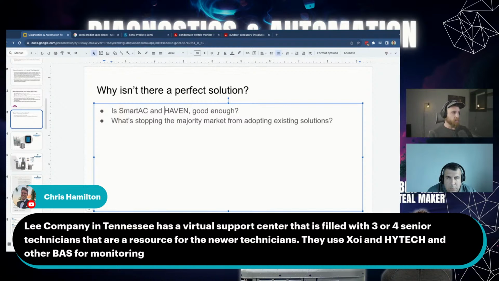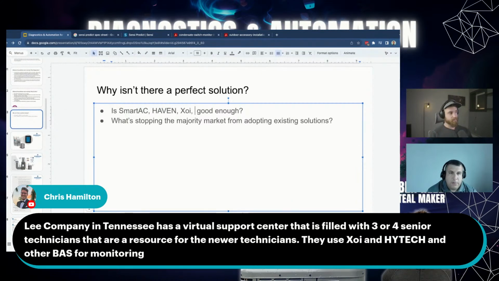So on those points, why isn't something like Smart AC, Haven, XOI, any of these new pieces of innovation, good enough? Some of them are hardware only, some are hardware driven platforms, some are more software driven platforms. Why isn't there something out there that already solves that problem? And what's stopping the majority market from adopting these solutions en masse? Is it just that they don't know? Is it that they're not aware of Haven, Smart AC, XOI, AVX, any of these alternatives? There are dozens of others that I haven't listed; these are just the ones I'm more familiar with. So why aren't these being adopted at scale?